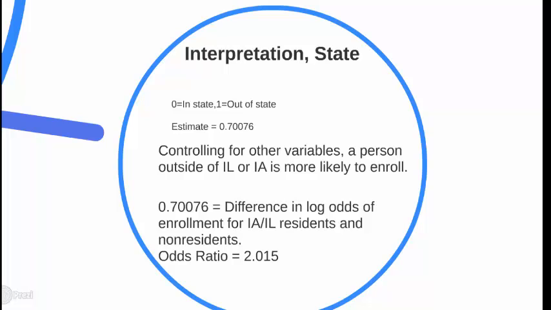The following is an example of how we interpret our state variable, which is one of our categorical variables. Our reference level was 0, which means that the applicant was in state. All other values within the category are compared with this reference level. For the state variable, the only other category was 1 for out of state. Our beta estimate was 0.70076. This means that, while holding all other variables constant, the log odds for an applicant from out of state increase by about 0.701 compared to the log odds of an applicant from in state. Again, we can convert this to find the odds ratio for the state variable is about 2.015.